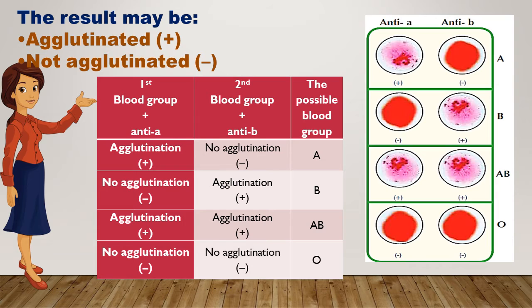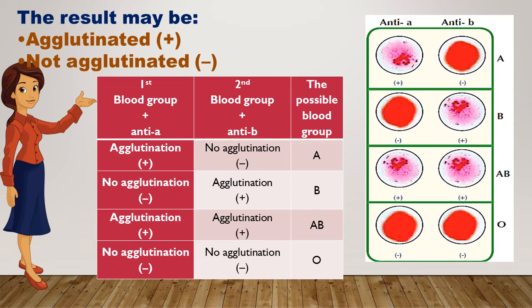If the person has blood group B, he has antigen B. Antigen B with antibody B causes agglutination, and no agglutination with antibody A. If the person has blood group AB, he has 2 antigens, antigen A and antigen B. With antibody A it causes agglutination, with antibody B it causes agglutination. So if the agglutination happens in both glass slides, the blood group will be AB.